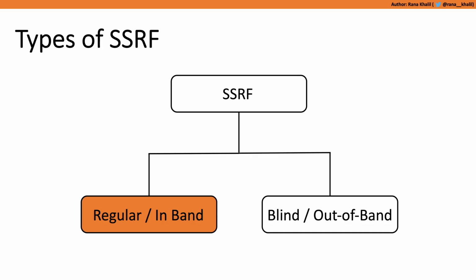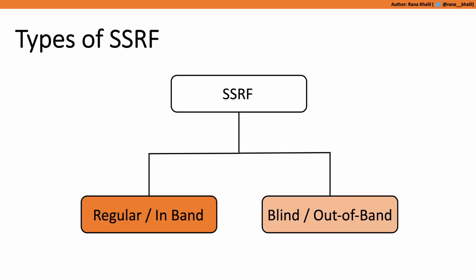So all the examples we saw in the previous slides were of type regular or in-band SSRF, where we requested, for example, the admin page, and then the content of the admin page was displayed back to us in the response of the application. So if you request a URL and then the content of the URL is displayed back to you as a response in the application, that means it falls under the regular or in-band SSRF category.